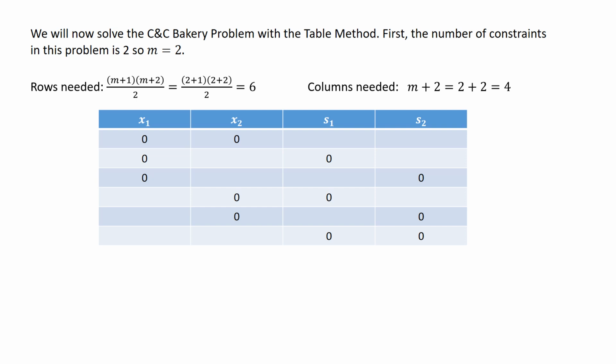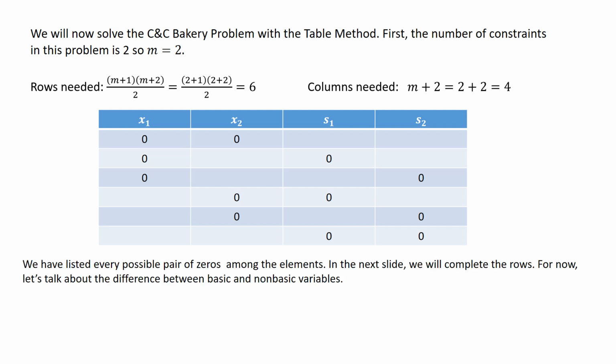So now we move to x2. Well, we've already looked at when x2 and x1 are 0, so now we consider when x2 and s1 are 0. And then in row 5, x2 is 0, s2 is 0, and in the last row, the slack variables s1 and s2 are both 0. So we've listed every possible pair of zeros among the elements.